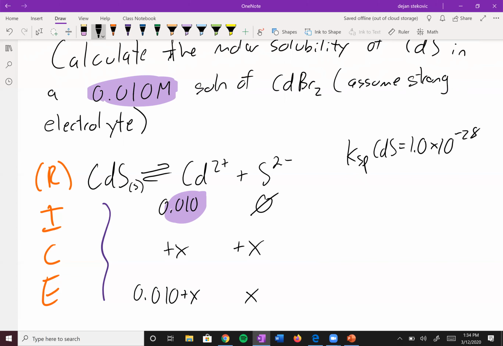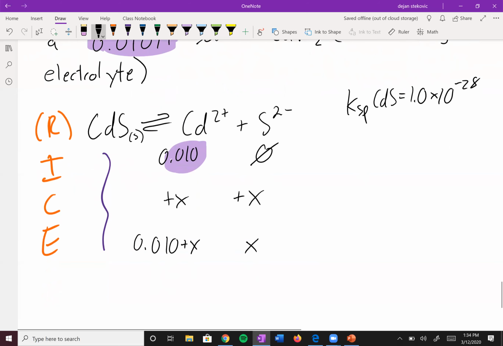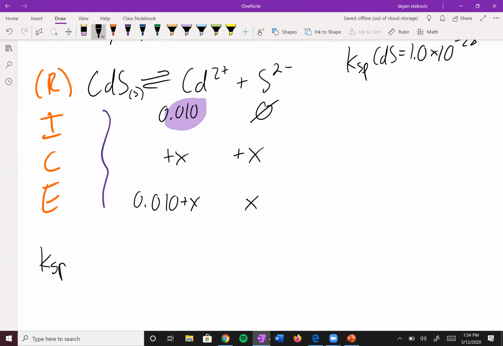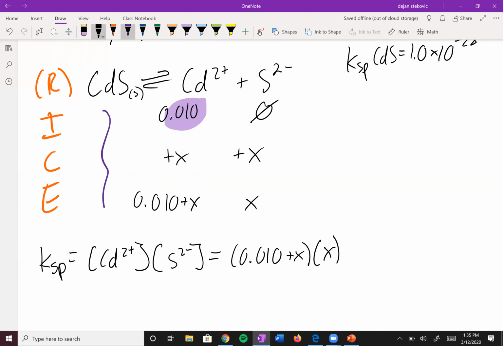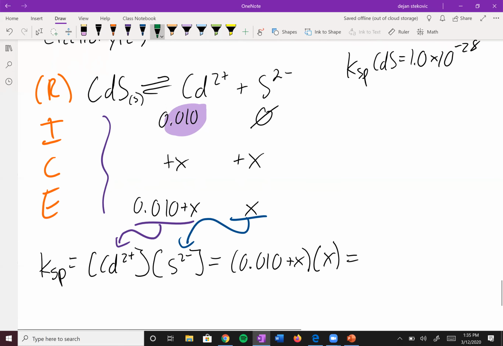So you set up your ICE table. What do you do now? Right, set it equal to this Ksp. Ksp is going to equal what times what? Right, it's going to be equal to the products, so cadmium times the concentration of sulfide. In this case, we know that this is 0.010 plus x times x. We can take these numbers and plug them in. And we know Ksp is also equal to what value? Right, 1 times 10 to the negative 28.